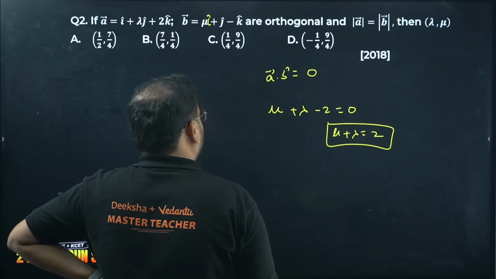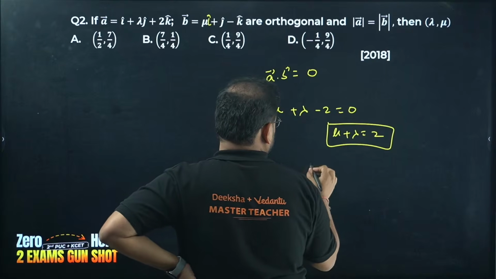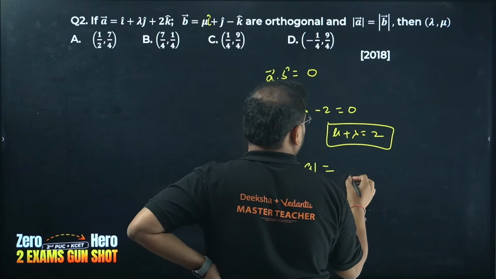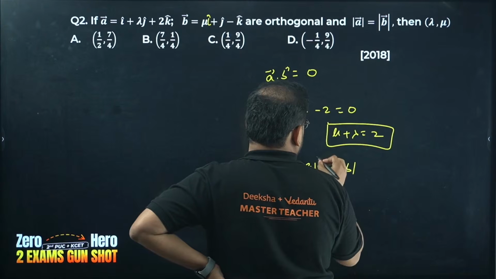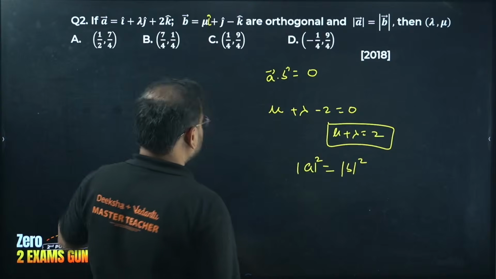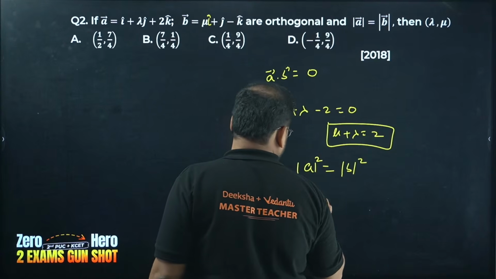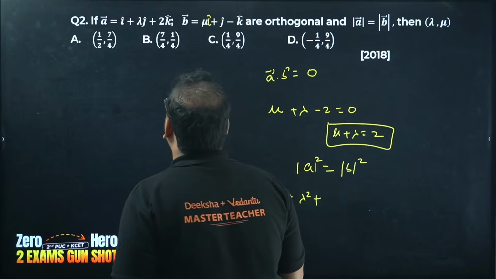What about this? They have given the modulus also. Go find the modulus. So modulus of A should be equal to modulus of B. It means square of modulus will also be equal, right? Find the square of modulus. We'll get here 1 square lambda square plus 2 square, so 4.